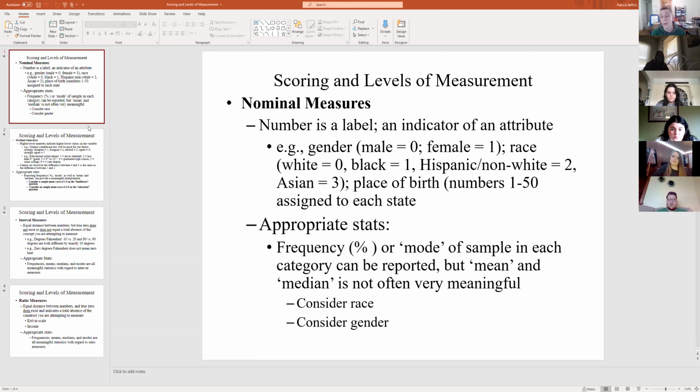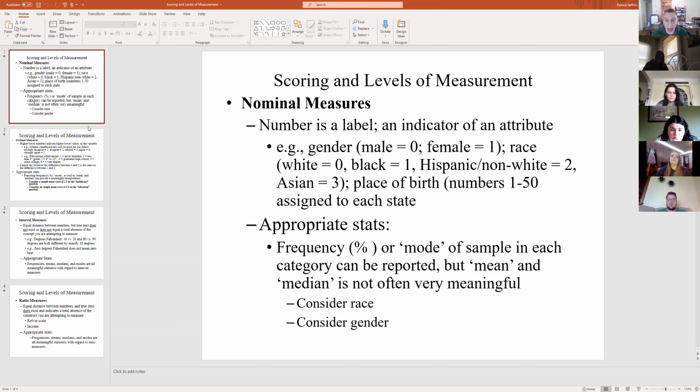You can talk about what's called the mode. We'll get into this in a couple of days. This is one of the measures of central tendency. You could say, well, what is the most frequently given response when you ask about what state someone was born in? Or you could say, what is the most frequently given response when given a choice of racial ethnic categories?